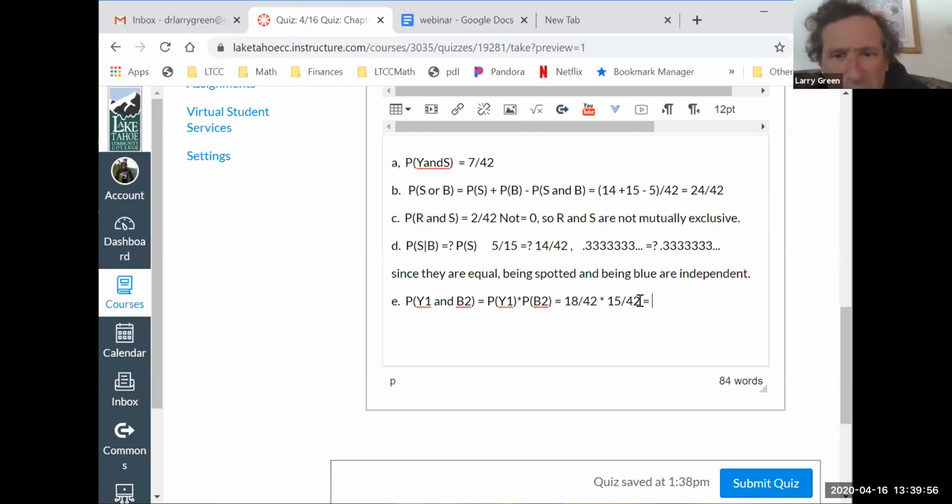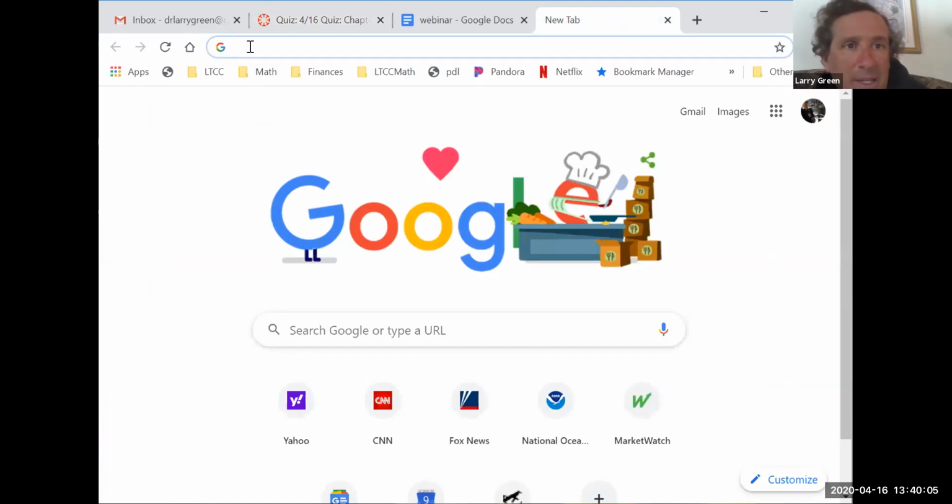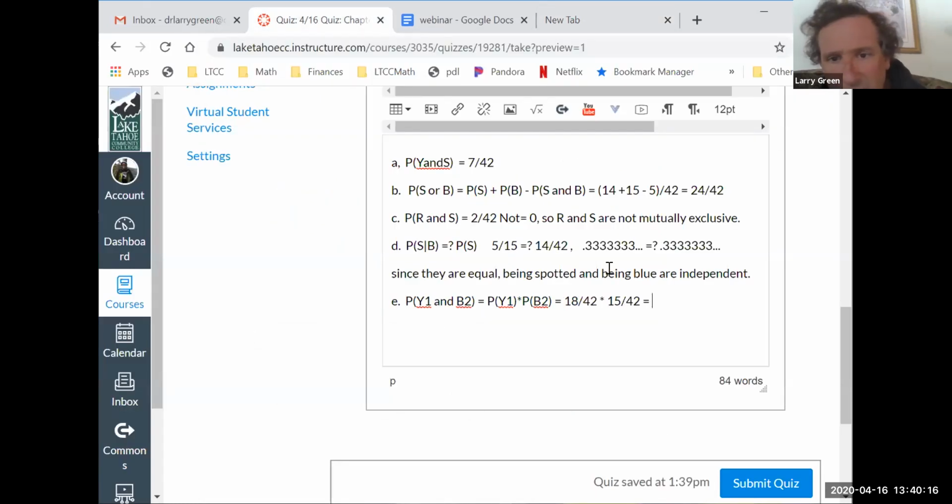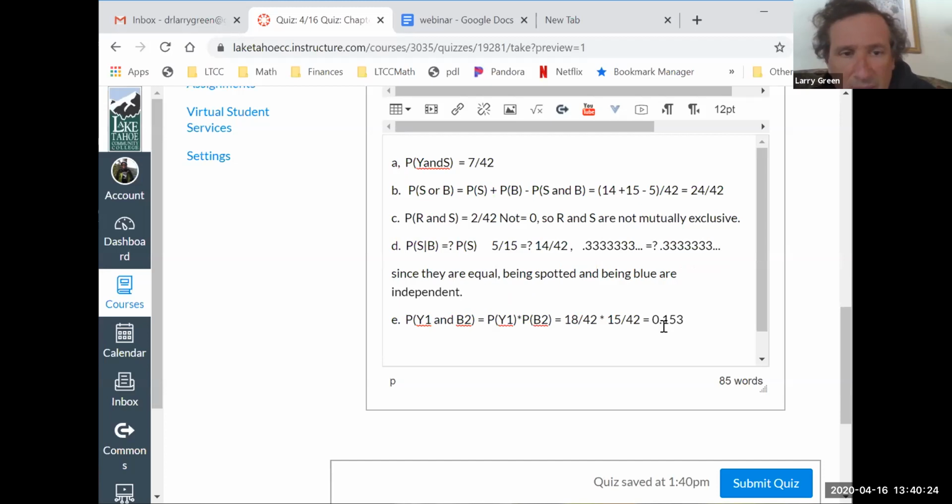Okay, and this is when you'd probably want to use a calculator or a computer calculator for it. So I'm going to do that. I'll just pop it in. And it gives about 0.153. Any questions on E? Okay, let's look at F.